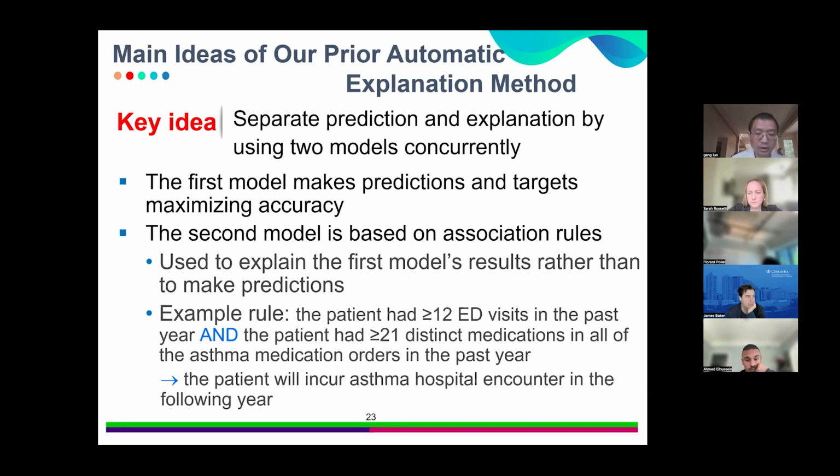So one example rule can be, we have two factors. The first factor is that in the past year, the patient had at least 12 emergency room visits. And the second factor is that in the past year, across all asthma medication orders, the patient had at least 21 distinct medications. So if both factors occur, then we say the patient will incur asthma hospital encounters in the following year.